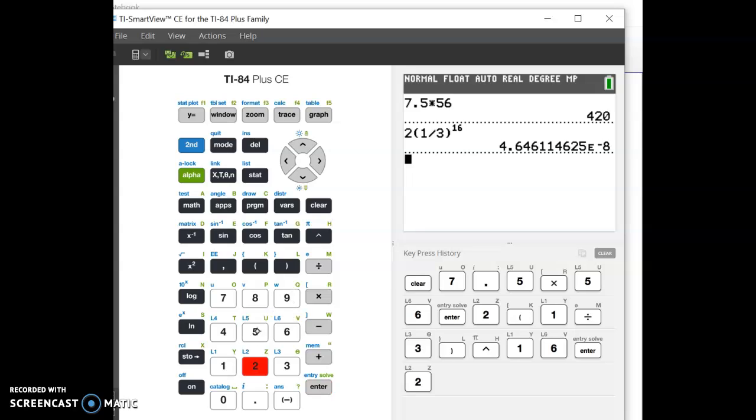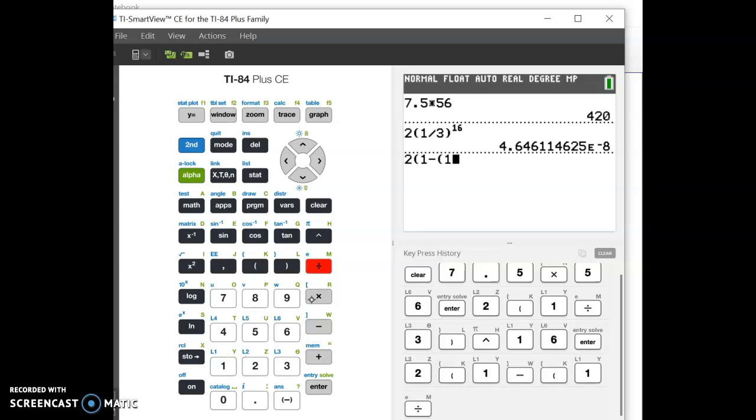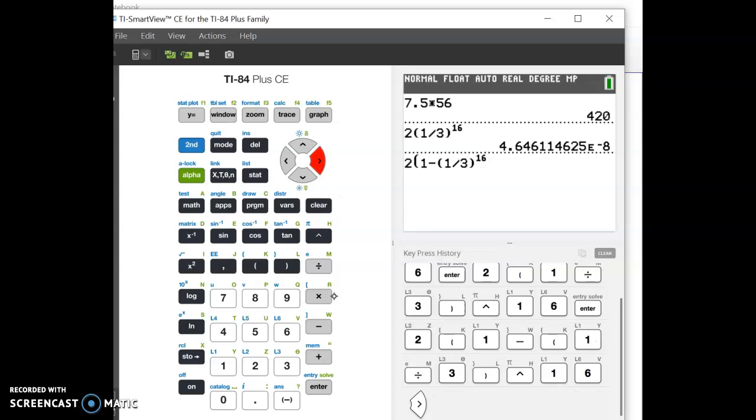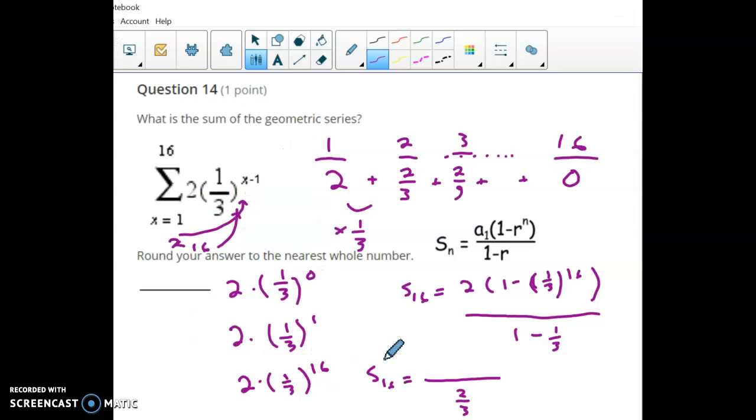I'm going to do 2 and then parentheses, 1 minus another parenthesis, 1 divided by 3, to the 16th power, which is basically 0. We talked about that earlier. So we enter that in. This should be about 2, because this is 1 minus 0, times 2. So I'm more or less going to call that 2. I can leave it in the calculator there, but basically that's going to be 2.